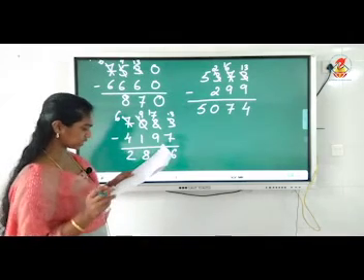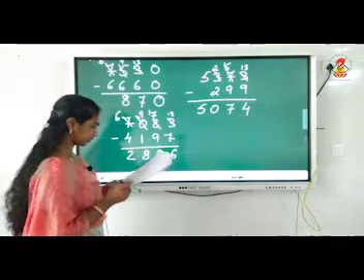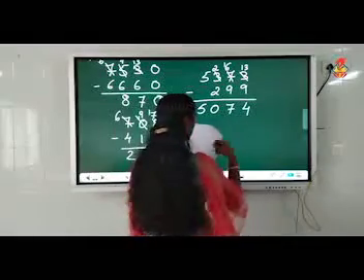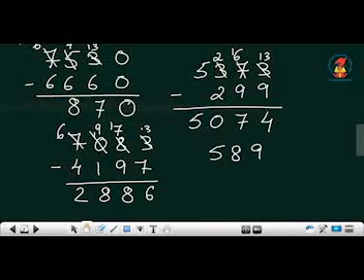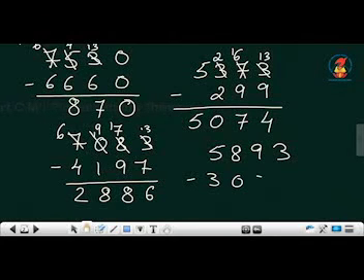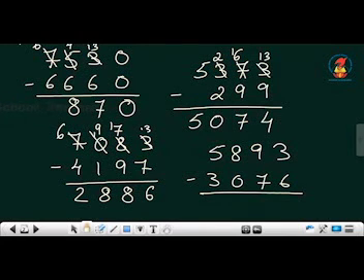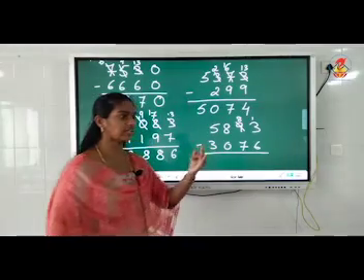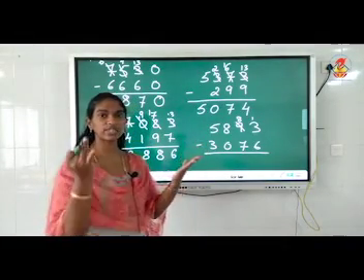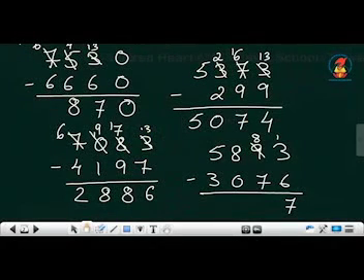Okay, I'll show one more question. The last one, 5893 minus 3076. Okay, 3 minus 6, possible? No. Borrow from 9, this becomes 8, this becomes 13. You're getting all the questions with 13, isn't it? Okay, doesn't matter. 13 minus 6, what is 13 minus 6? After 6, 7, 8, 9, 10, 11, 12, 13. You get 7. So this becomes 7.